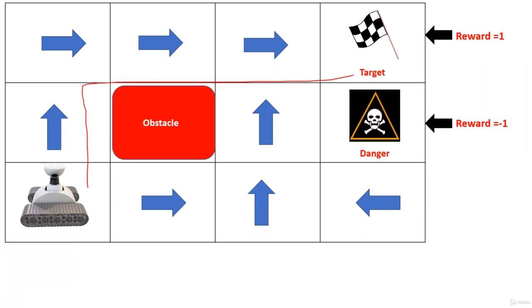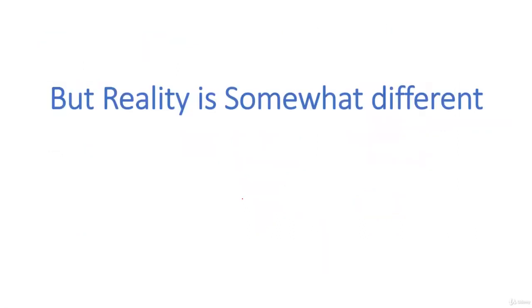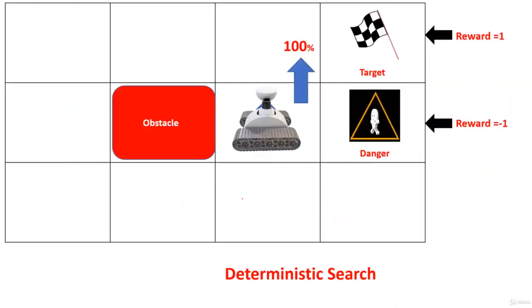It can travel this way, it might travel this way, it might travel this way, and if it is here, it's a simple way. But the things are not as simple as they look here. This is something different in reality. So let's try to understand what is inside the truth.